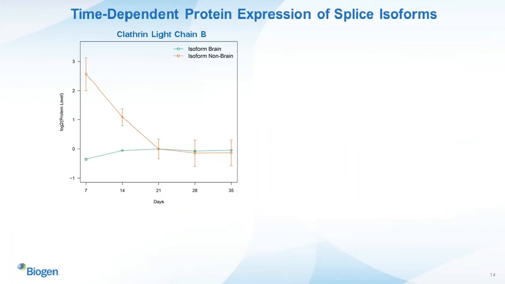So the great depth of our proteomics data set not only allows us to look at individual proteins, but also compare isoforms of the same proteins. In this case, for example, there are the 2 isoforms of clathrin light chain B, and they show distinct time course patterns in our experiment. Interestingly, one isoform is brain specific and one is more broadly expressed in the periphery. And the peripheral form actually decreases with time.